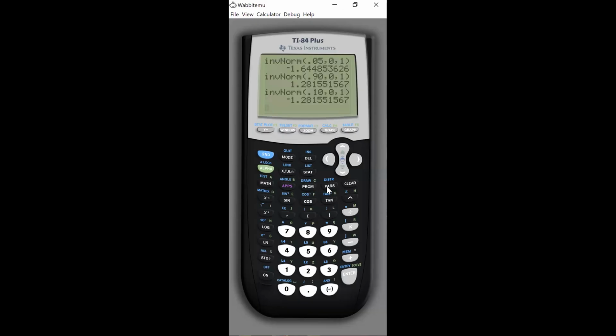So we go second, vars. We'll do inverse norm. For the area, you just change that to 0.025. Mu is the same, sigma is the same, so you just paste. And if you look, we get negative 1.96. So this is negative 1.96. Everybody got the negative 1.96? All right, so let's transition over to my notes.